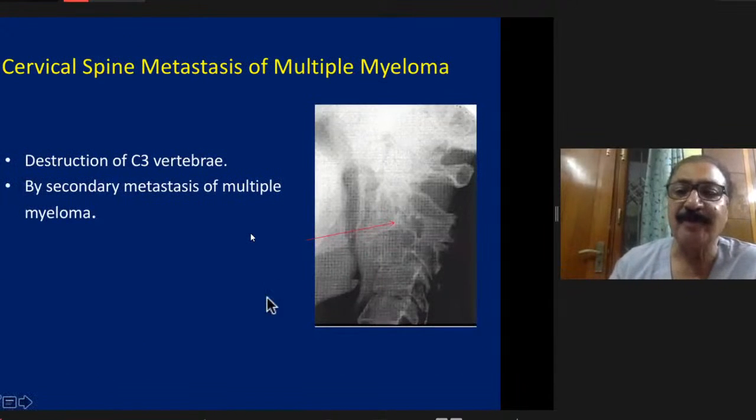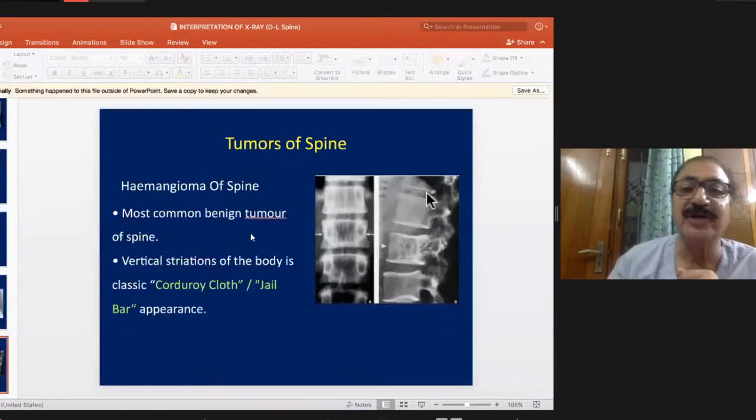And this is an example of a metastasis, which is the commonest tumor of the spine in general, and the same is true for the cervical spine also. And I think I'll finish here. Thank you so much. I have tried to tell you something about how to interpret an X-ray of the spine in an exam.